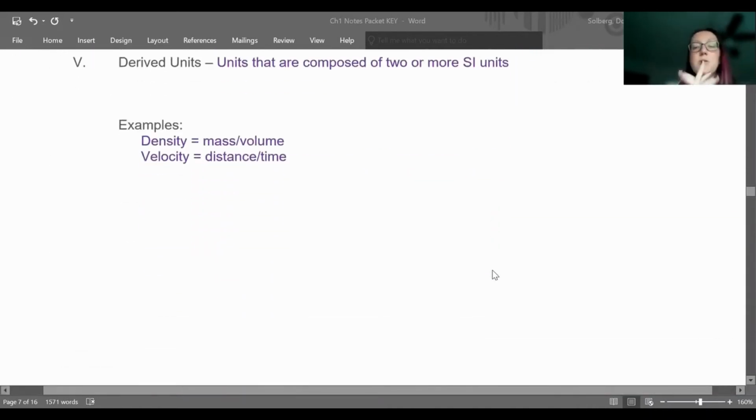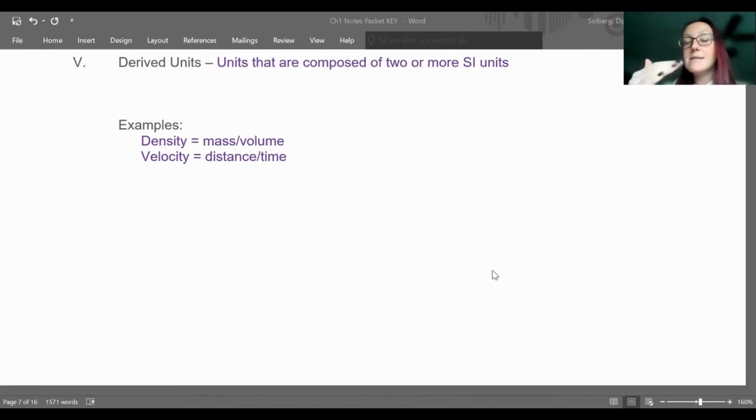I mentioned derived units earlier. These are really any units that are composed of 2 or more SI units put together. So 2 different measurements combined. So density, for example, is a derived unit. It is mass divided by volume. You can measure the mass of something, you can measure the volume of something. The density is the ratio of those 2. Velocity is also a derived unit. It is distance over time. So really any units that are not those base SI units are going to be derived units, something created from multiple measurements.